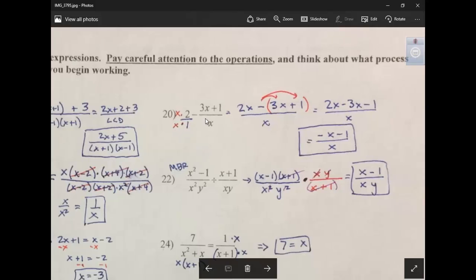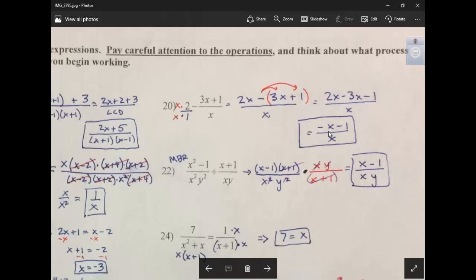Question number 20, same thing. Right now the 2 doesn't have a denominator other than 1. So we look at, okay, 1 and x. So this needs to be multiplied by x on the top and the bottom. So now we have 2x, and then this is what I was talking about before in the previous videos, that this negative here has to be distributed to both of these terms here. So you're basically saying subtract 3x, subtract 1. Okay, and then combine the like terms. This is what I got here.